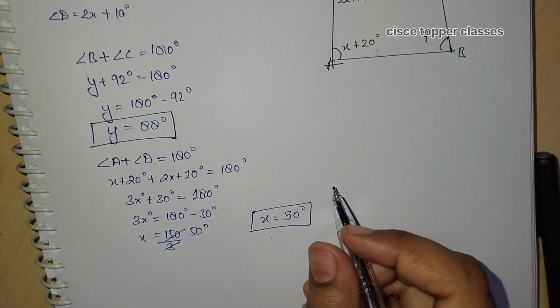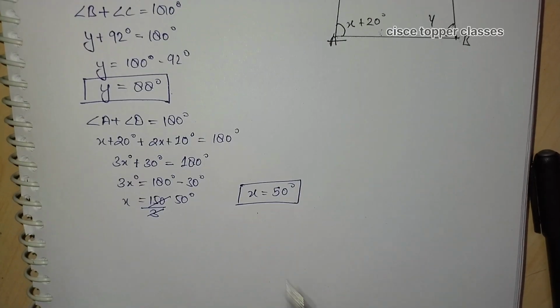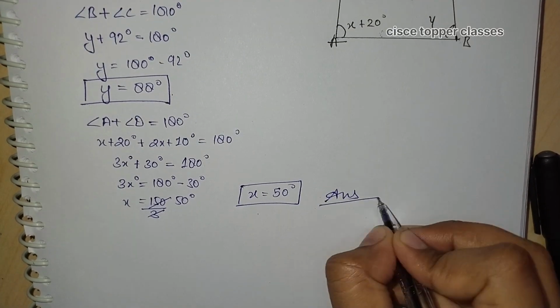So this is the final answer in this question. We have to find the value of x and y only. So y is equal to 88 degrees, and x is equal to 50 degrees. This is the final answer in this question.